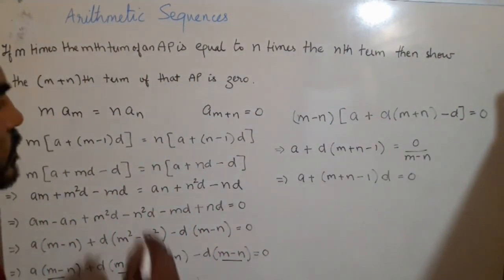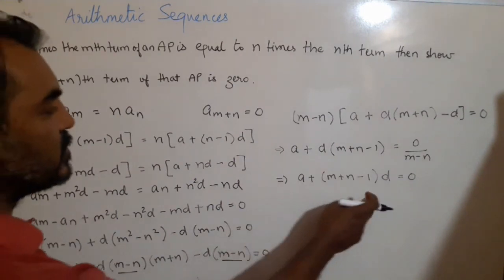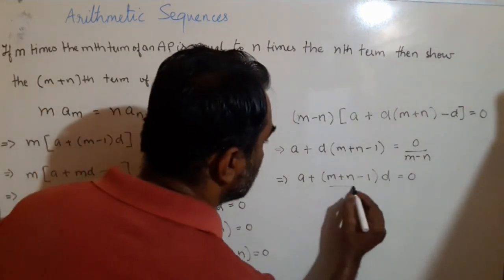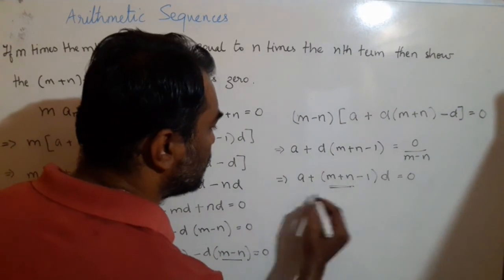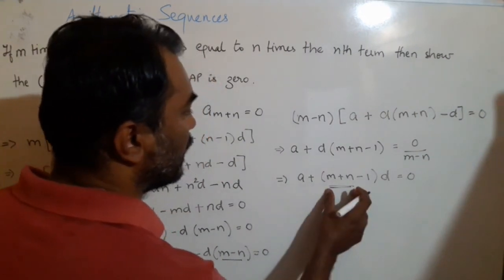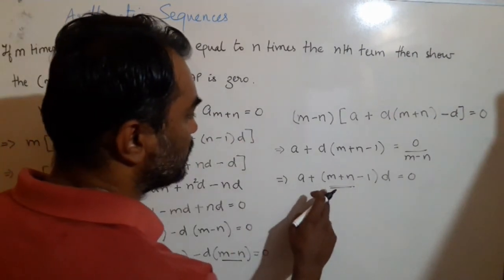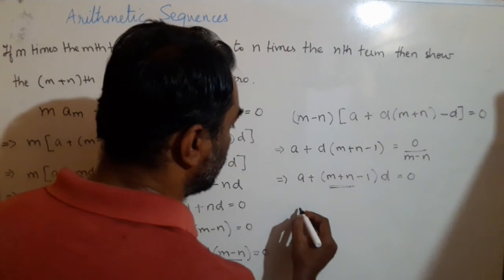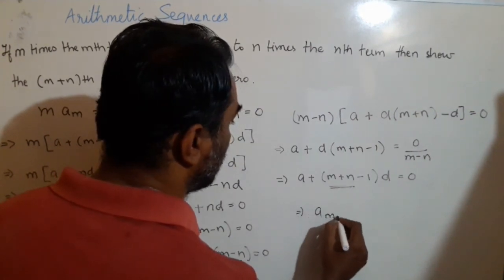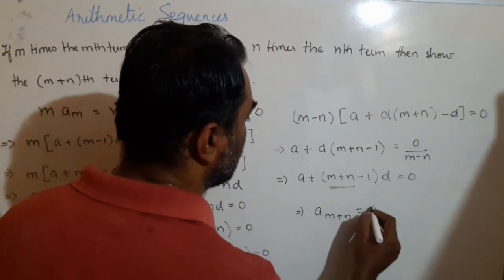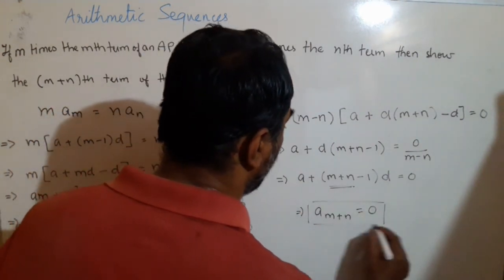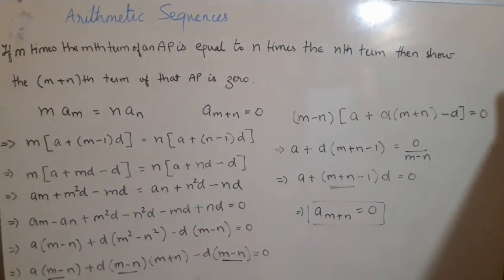What do you figure? Now compare, which is this term? Look at this. Are we not writing this term as the m plus nth term? So how is the m plus nth term written? As A plus (m plus n minus 1) D equal to 0, which gives us the m plus nth term is equal to 0. So we have proved that when m times the mth term of an AP is equal to n times the nth term, then the m plus nth term of that AP is 0.